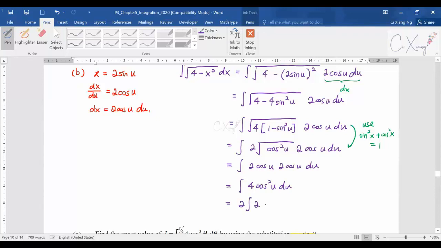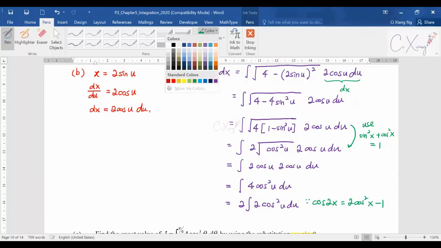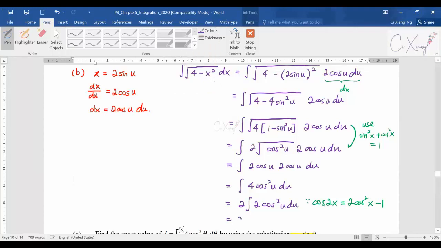I will rephrase it to become 2 and then cos square u du. And I'm going to use the identity in chapter 3, which is cos 2x. Previously we learned that cos 2x is equal to 2 cos square x minus 1. So I would like to apply this step here, and eventually my equation will become cos 2x plus 1. Oh, sorry, it should be cos 2u plus 1, not 2x. So this is what I applied from this step to this step.